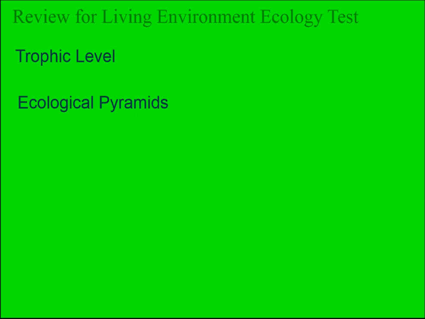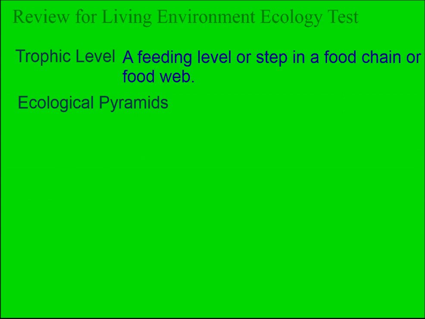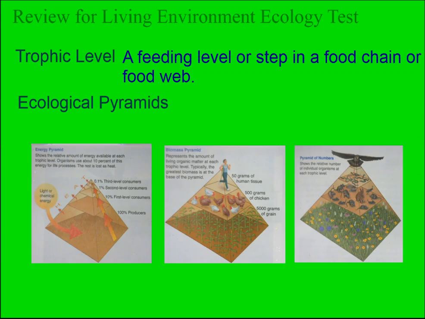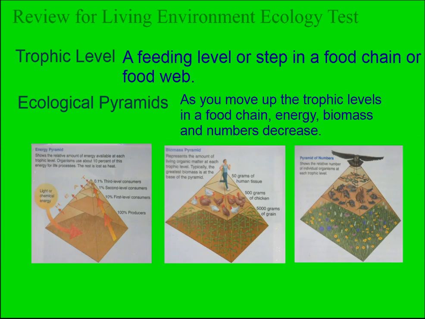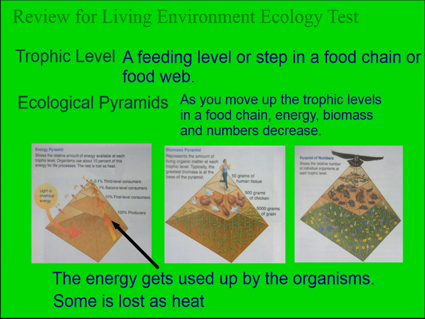Trophic levels. These are the feeding levels or steps in a food chain or food web. We use ecological pyramids to show that as you move up the trophic levels in a food chain, the energy, the biomass, and the numbers all decrease. Energy gets used up in an ecosystem. Most of it is used by the organisms, but some of it is lost as heat.